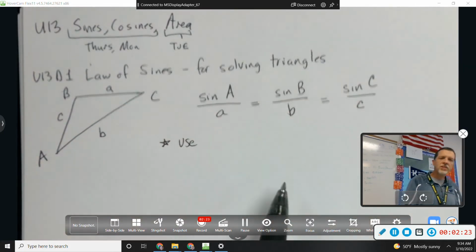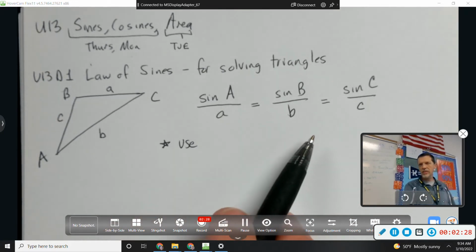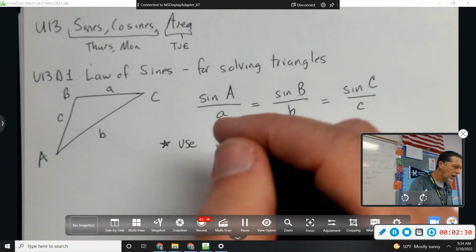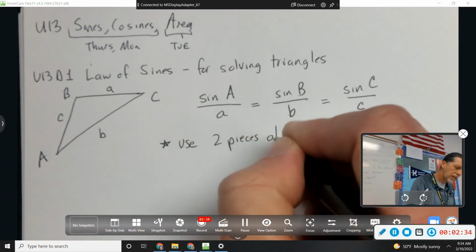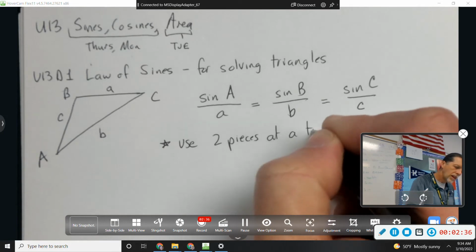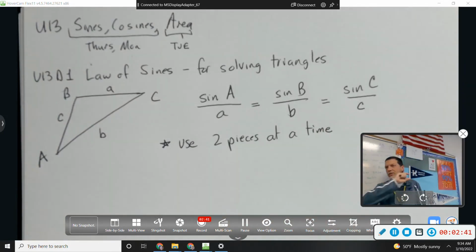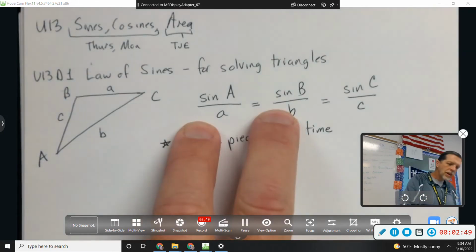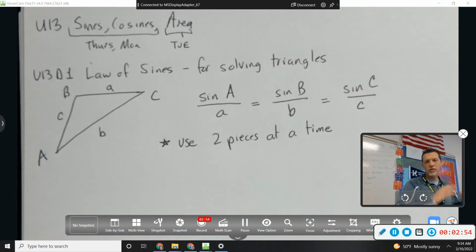Now that looks a little bit weird maybe because it's like a three-sided equation, so we don't really do those very much. And here's the deal, you use two pieces at a time. So it wouldn't be wrong to write them all out, but you don't use them that way. You pick out the two that you need. And we'll talk more about how to know which two to use in a minute. So you either use A and B, B and C, or A and C, but never all three at once because there'd just be too much mess going on.